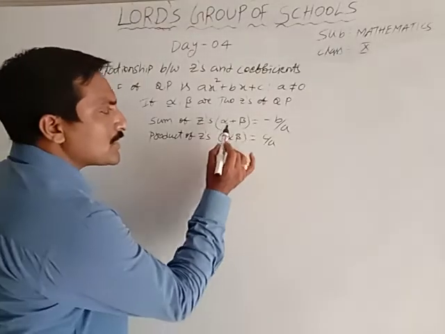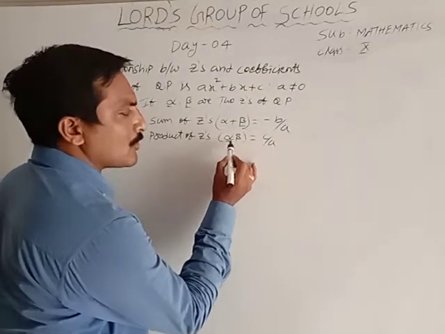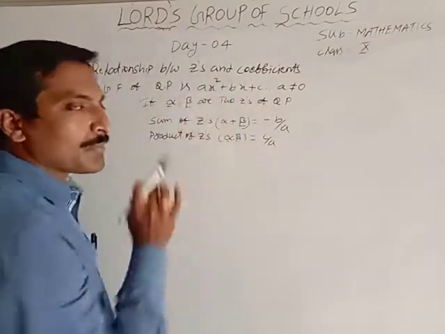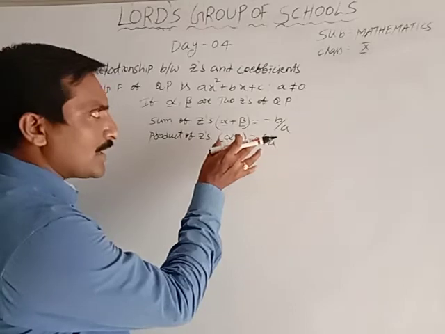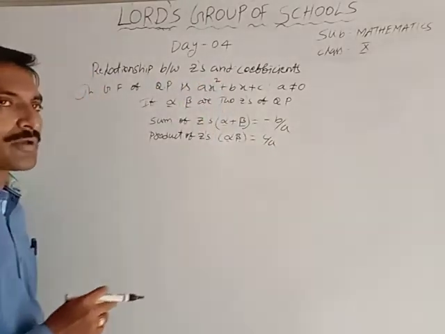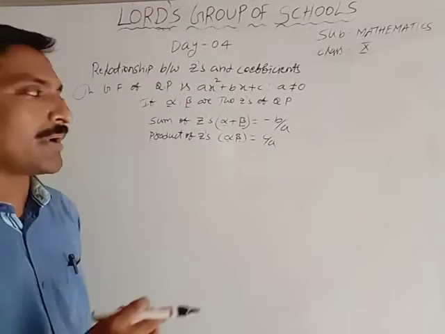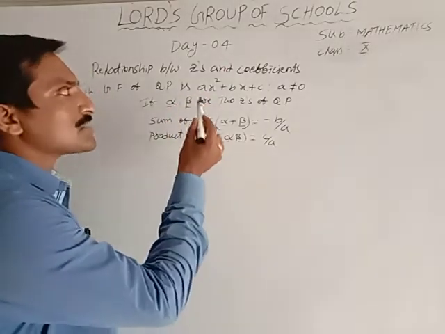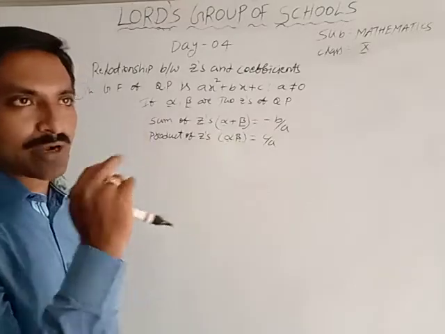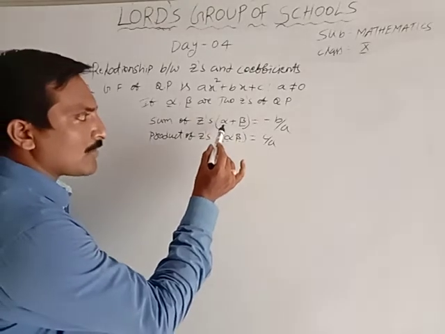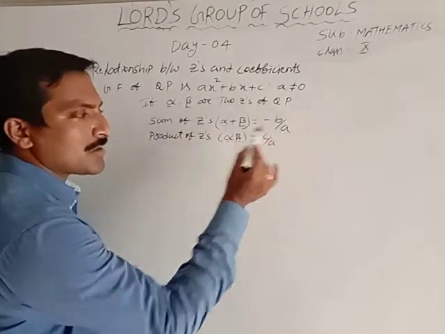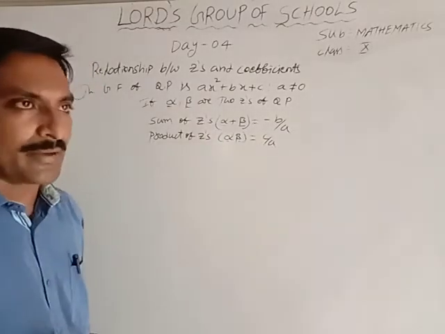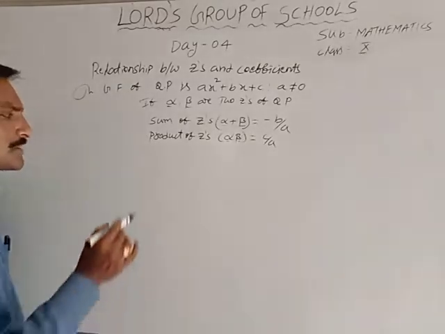Observe that these two are acting as zeros, and this side values are the coefficients of the given polynomial. These two are the relationship between zeros and coefficients of a quadratic polynomial. A quadratic polynomial has two zeros, so verifying zeros and coefficients gives two conditions. One is alpha plus beta is equal to minus b by a. The second one is alpha beta is equal to c by a. Based on this, how is the question asked?